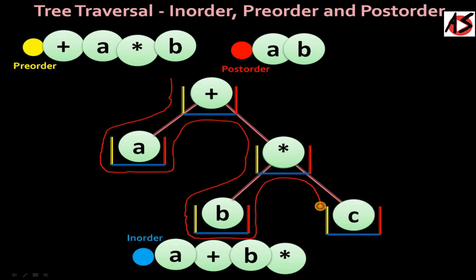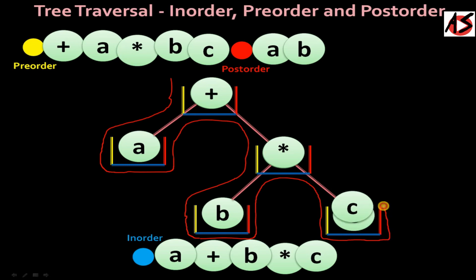Moving further, you will touch the yellow line, so you will copy the C into the pre-order list. Now you will touch the bottom line, that is blue, so copy C into the in-order list. Now you are touching the red line, so you copy the C into the post-order list.